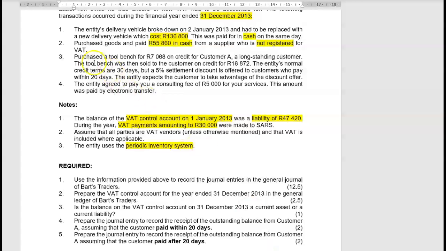specific invoice. Number 3. Purchased a tool bench for 7,068 Rand on credit for customer A, a long-standing customer, and then we sold it on. So let's do the purchase transaction first. They purchased this tool bench on credit for 7,068. Now, although they say it's on credit, you have no indications here that there are any settlement discounts applicable on creditors. So that means that that's 7,068, and we assume it is a VAT vendor because they've told us here that we transact with all VAT vendors.